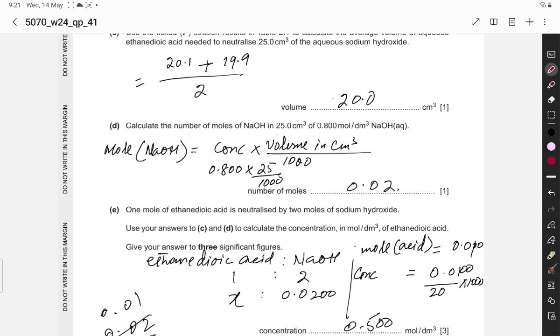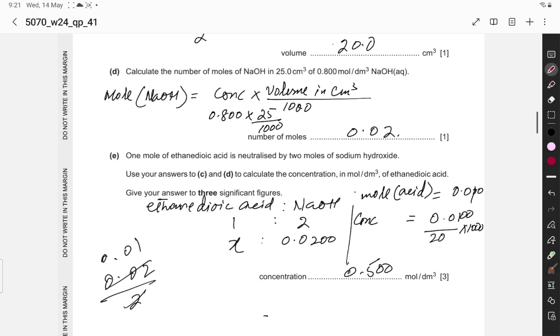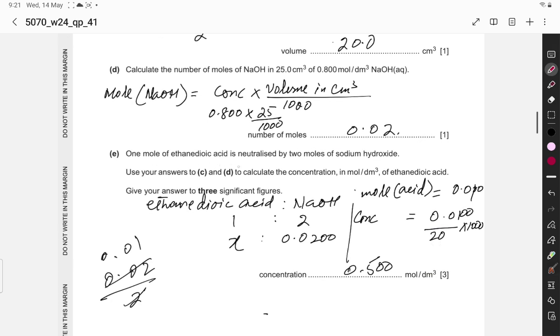Calculate the number of moles of sodium hydroxide in 25 cm³ of 0.800 mol/dm³ sodium hydroxide. Moles is equal to concentration times volume in cm³ divided by 1000, so 0.800 times 25 divided by 1000, and the number of moles is 0.02. 1 mole of ethanedioic acid is neutralized by 2 moles of sodium hydroxide.